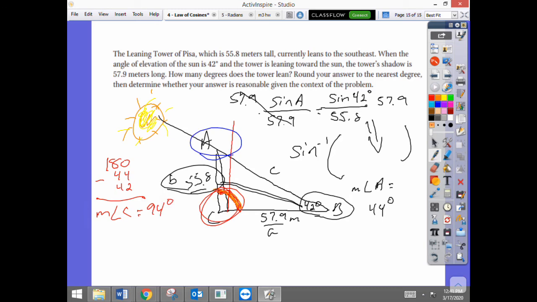Still, we're not quite done yet. What was it that we had to do to figure out what this little teeny tiny angle was? 94 minus 90, which is 4. So the tower leans at an angle of about 4 degrees.